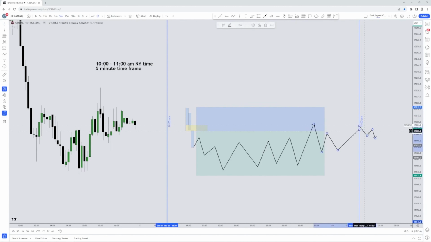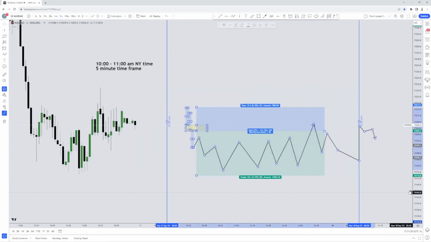So at 4 o'clock you are closing the trade no matter where it is. So if it is in a small loss, you are closing it. If it is right here in 1.3 to 1, you are closing it, whatever.